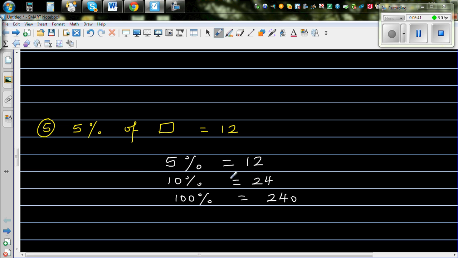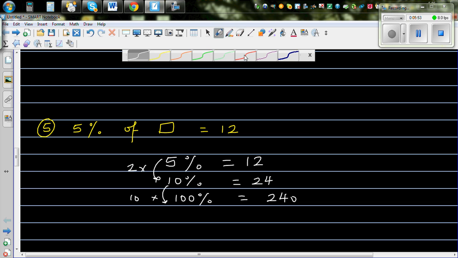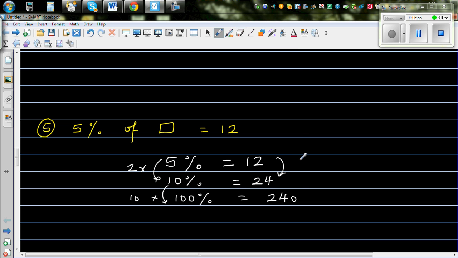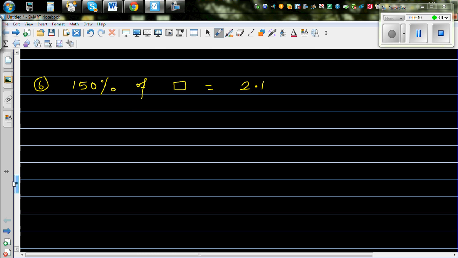240, because this is 10 times. So this is doubling, times 2, and this is times 10. Not times 100, times 10. So do the same thing here: times this by 2, so 24, and then times it by 10. So 240 is your answer. So it does make sense. 10% is 24, so 5% is 12. Okay, the last question, I think.